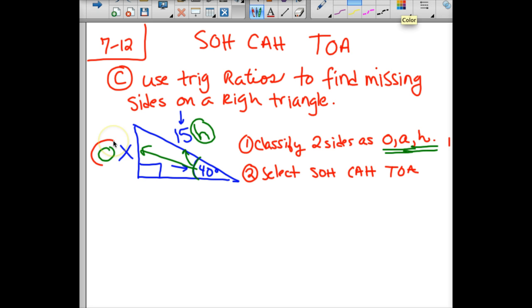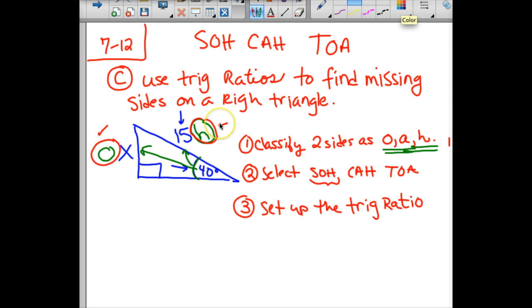Now because I called this opposite and this the hypotenuse, what that means is I'm going to be using the sine function. So for number 3, I am going to set up the trig ratio that goes with sine, cosine, or tangent. And again, I selected sine because I'm working with opposite and hypotenuse. If the 15 had been down here on the bottom, then I'd be dealing with opposite and adjacent, and I'd be working with TOA, or the tangent function.